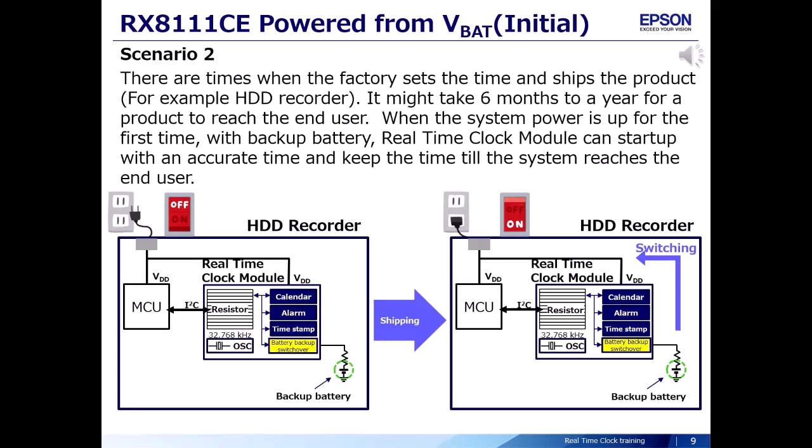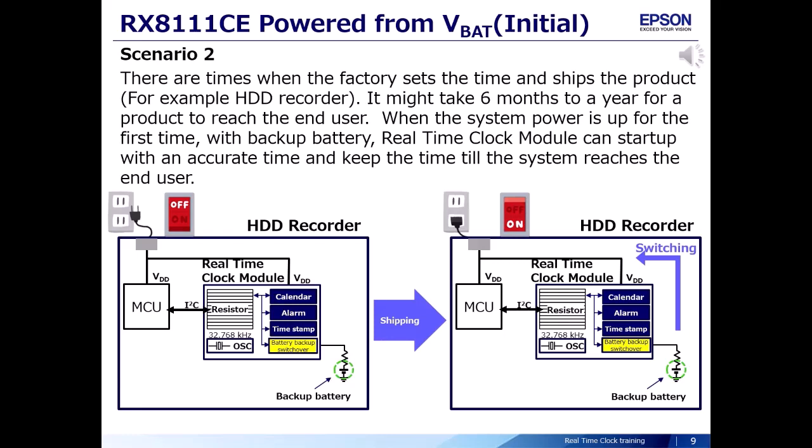Next, Scenario 2. There are times when the factory sets the time and ships the product. For example, HDD recorder. It might take 6 months to a year for a product to reach the end user. When the system power is up for the first time, with backup battery, real-time clock module can start up with an accurate time, and keep the time till the system reaches the end user.